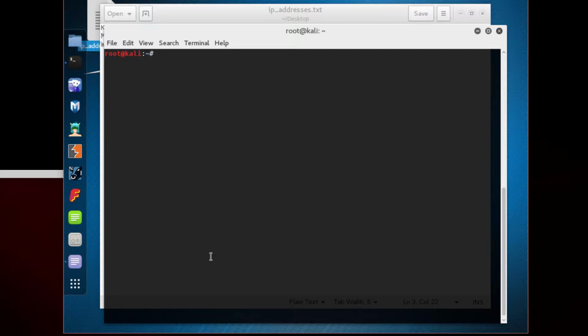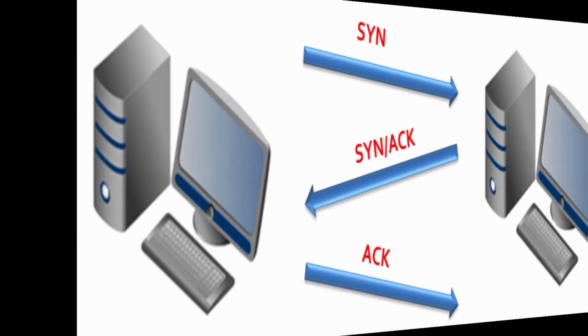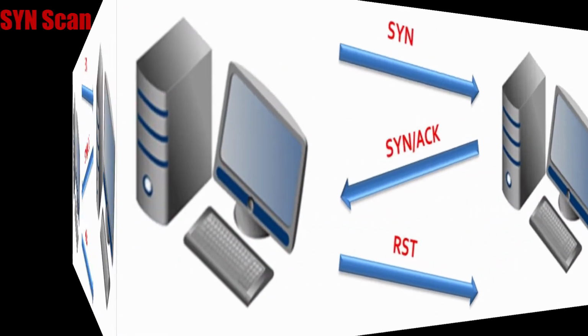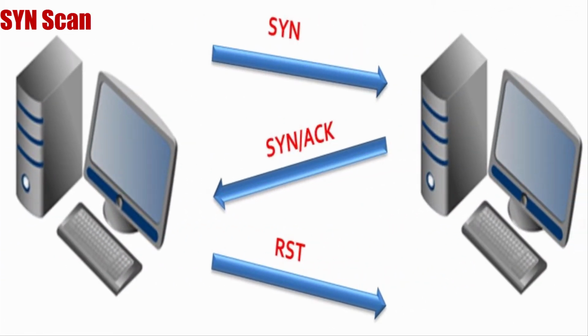So let's quickly take a look at what is happening during TCP scan and SYN scan. In TCP scan, the source device sends a packet with the SYN flag, and the destination device sends back SYN ACK, and finally the source device sends ACK to establish the connection. In SYN scan, the first two packets are the same, SYN and SYN ACK, but in the third step, the source device sends a reset packet to terminate the connection.